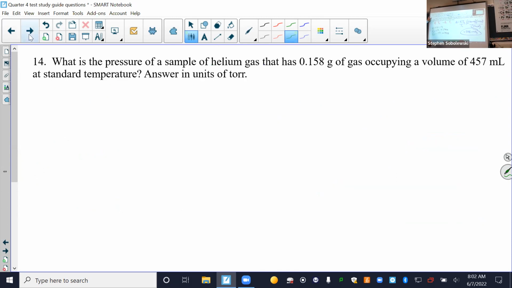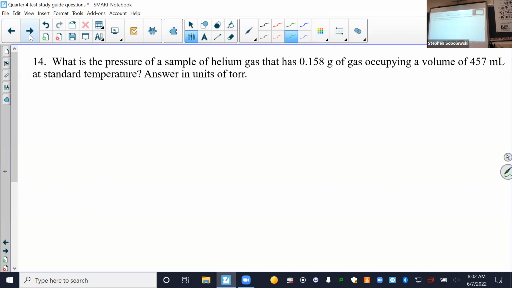Looking at the time here, might get through these, might need to break this up. Number 14, what is the pressure of a sample of helium gas that has that many grams of gas occupying a volume of 457 milliliters at standard temperature? Answer in units of torr.